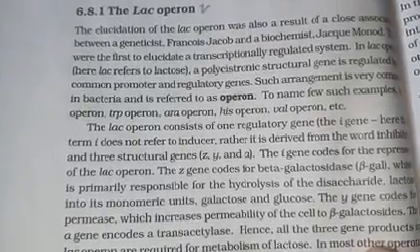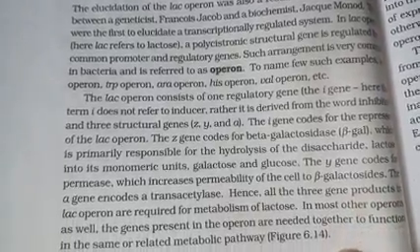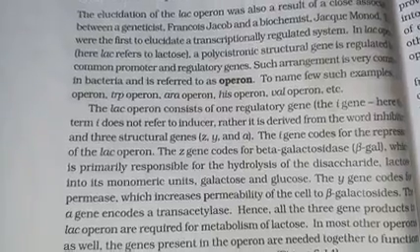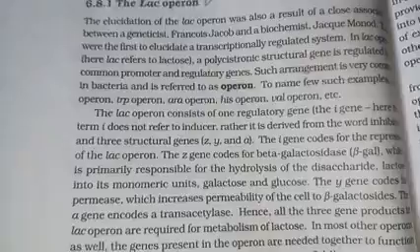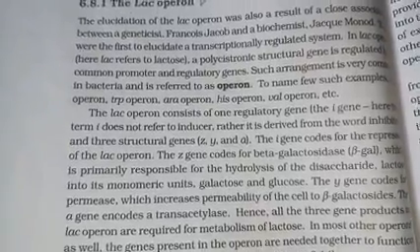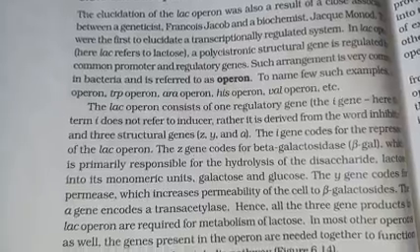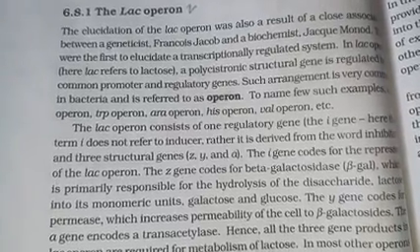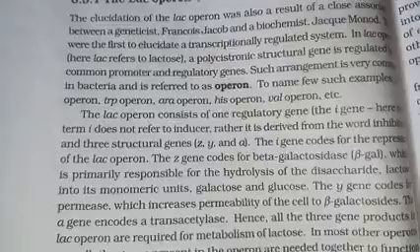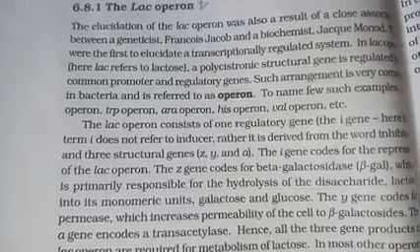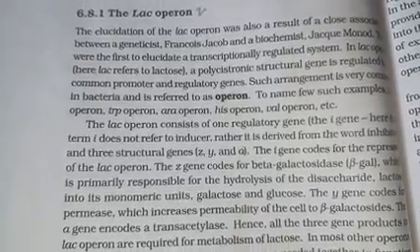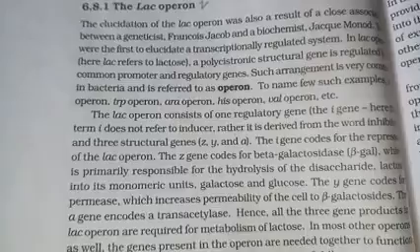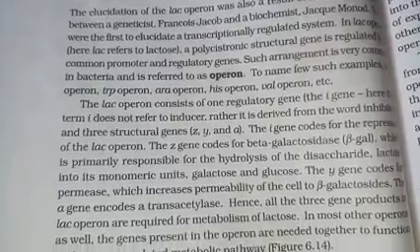These Z, Y and A are meant for the formation of different types of enzymes. We have to know that Z, Y and A express their character in the presence or absence of an inducer. They do their work in the presence of the inducer, that is lactose. If lactose is absent, then the enzyme formation will not take place.